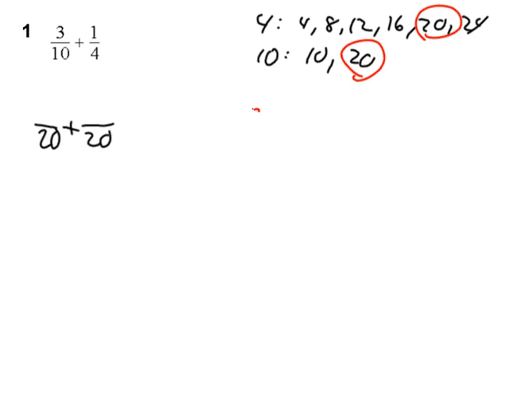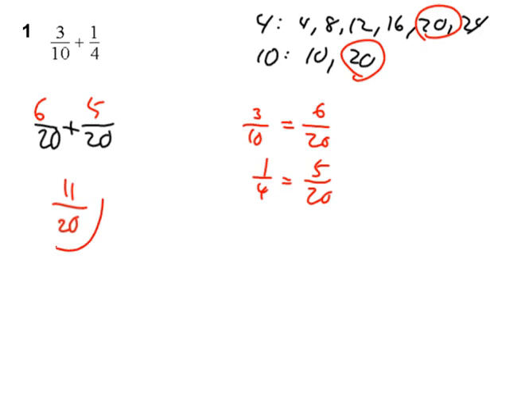Once we have that, we're going to take our fractions and create equivalent fractions. We're going to take our other fraction, create an equivalent fraction with a denominator of 20. Once we have that, add our numerators, keep our denominator, and your answer is 11/20.